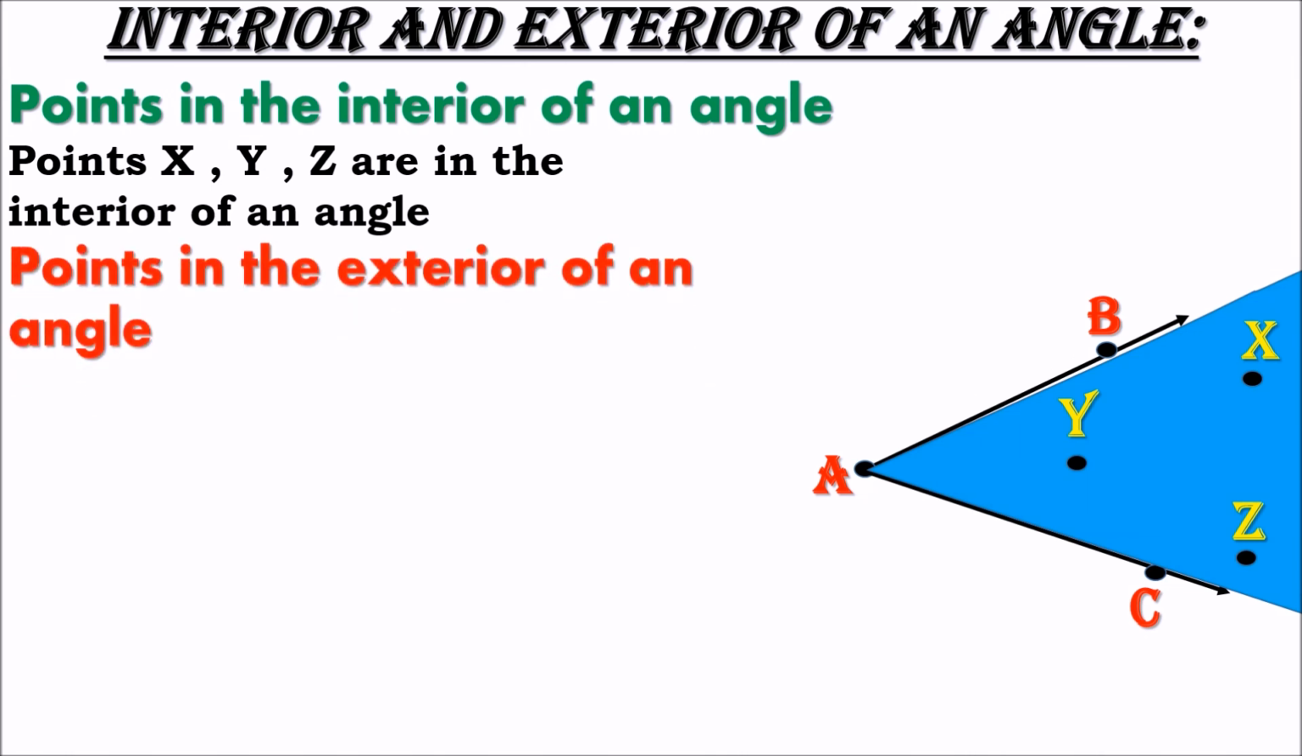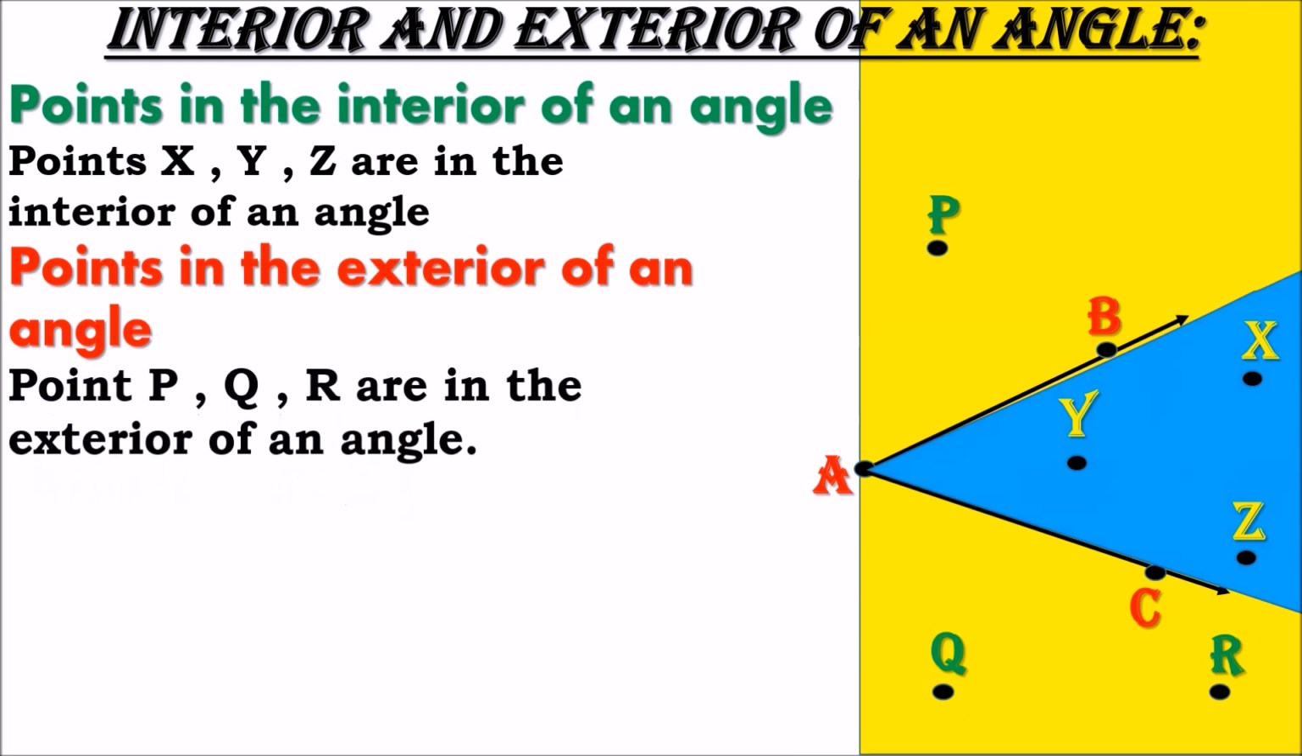Points in the exterior of an angle. Look at that, here the yellow shaded part represents the exterior part of an angle. You can see point P is in the exterior of an angle. Point Q is in the exterior part of an angle. Point R is also in the exterior part of an angle. So you can say that points P, Q, R are in the exterior part of an angle.